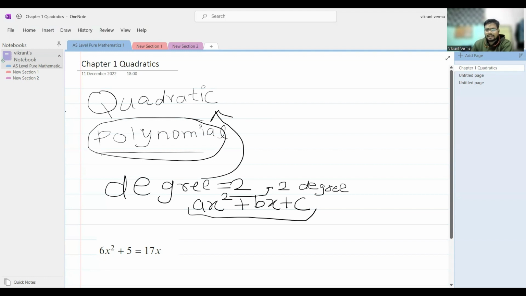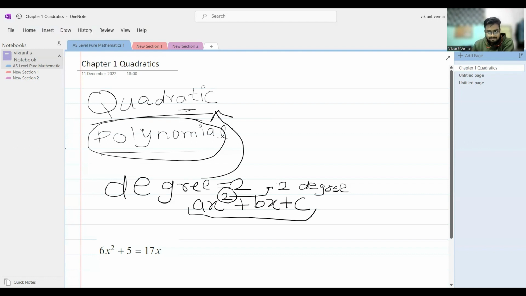Right now do not worry much about this degree and all this terminology, but it is pretty intuitive that the highest power present inside this polynomial is 2, that you can see here. So this is the highest power, or the highest degree you can say, is 2. These degree 2 polynomials are known as quadratics.